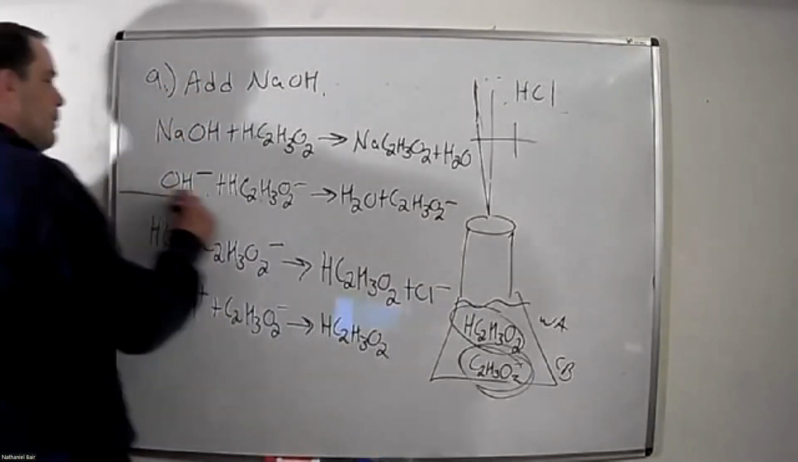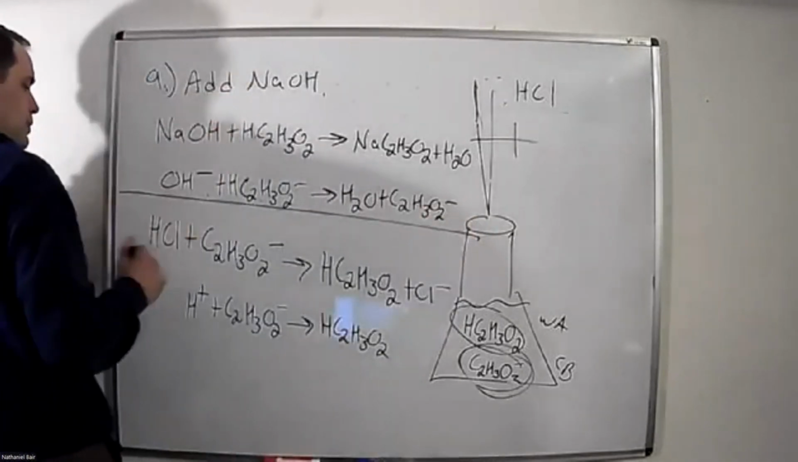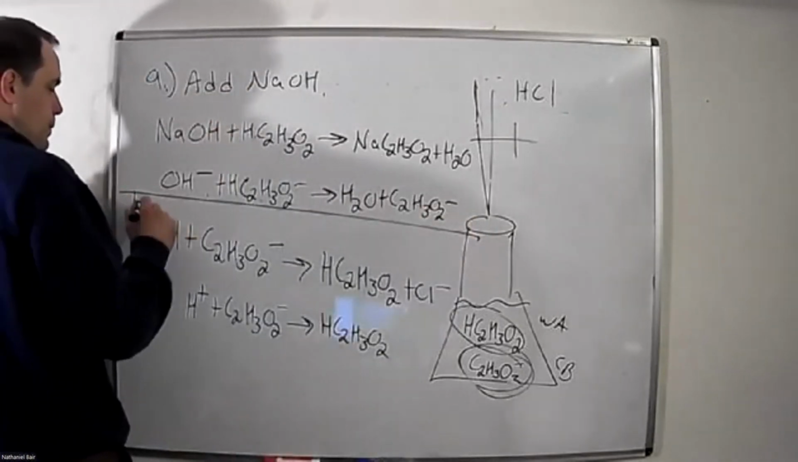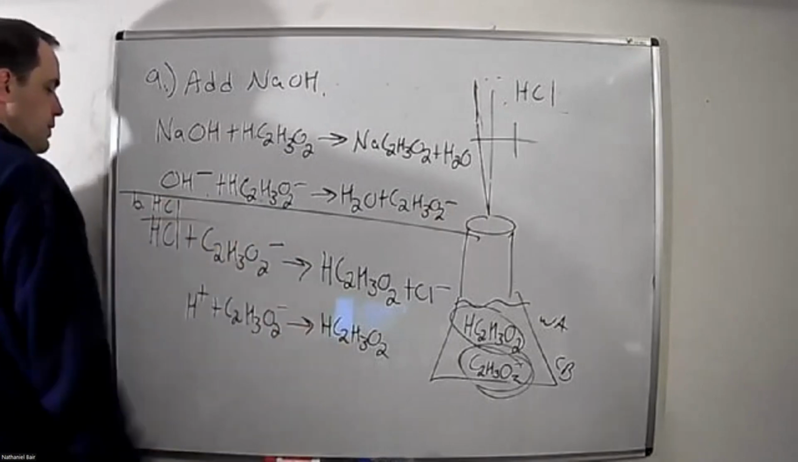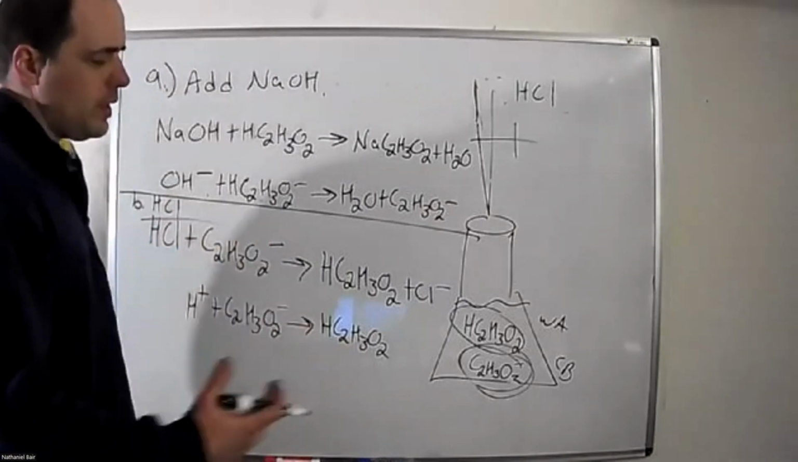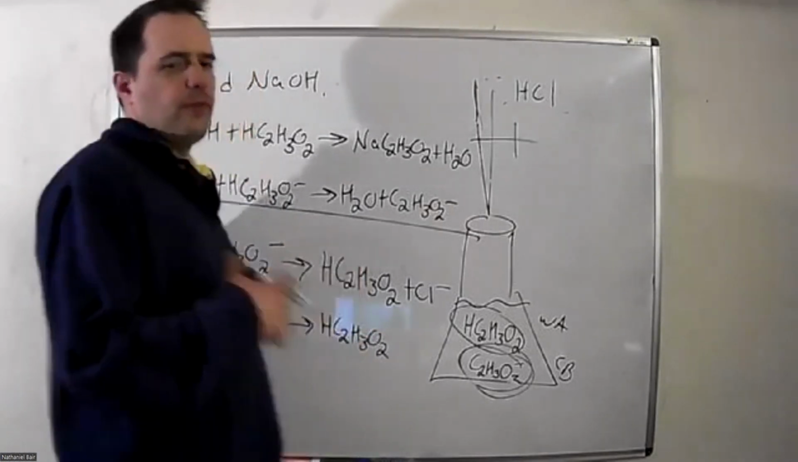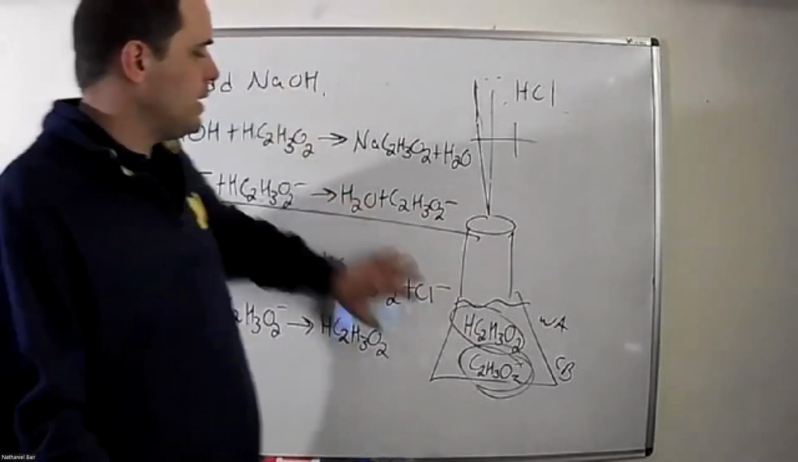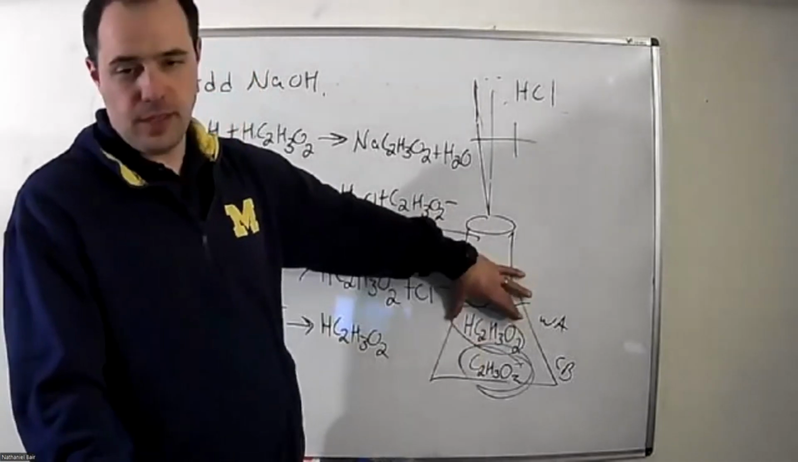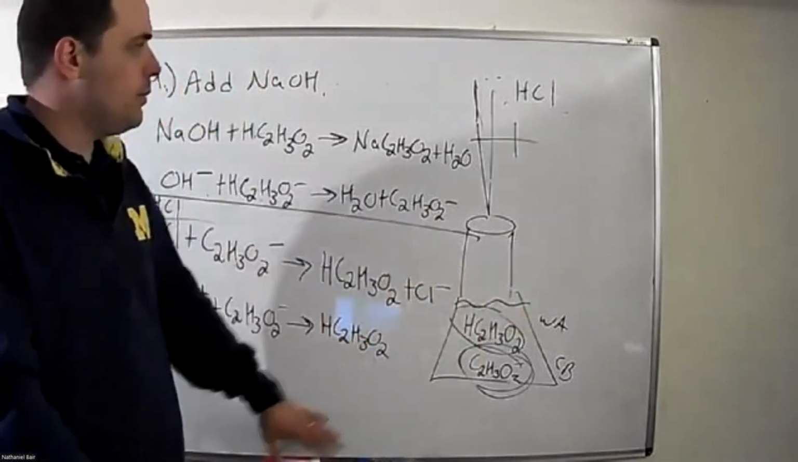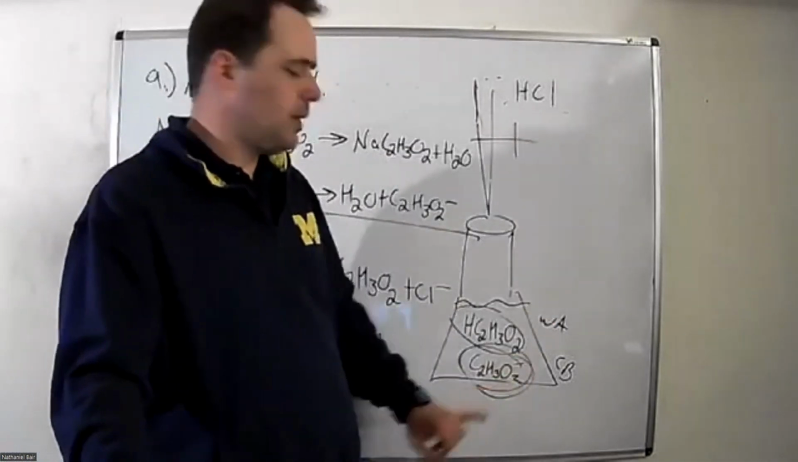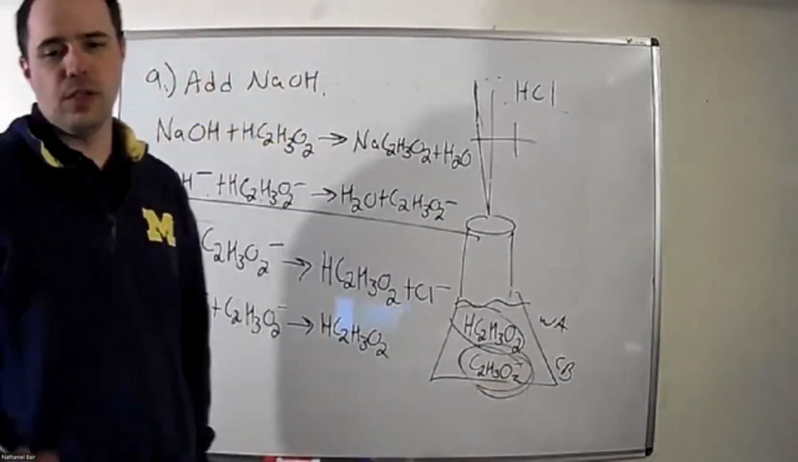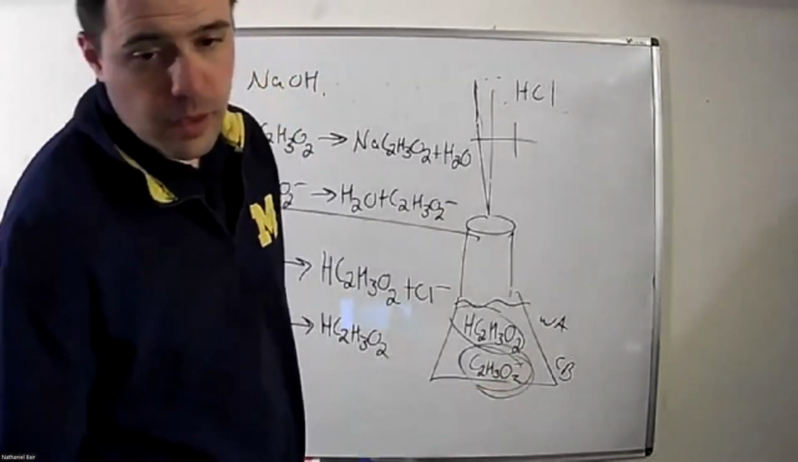So here's what happens when we add sodium hydroxide. Here's what happens when we add a strong acid, HCl. And you can see that this buffer is doing buffering things. It was able to withstand a base being added to it because I had an acid in there to suck it up. And it was able to withstand an acid being added to it because I had a base in there to suck it up. So it can do both those things.